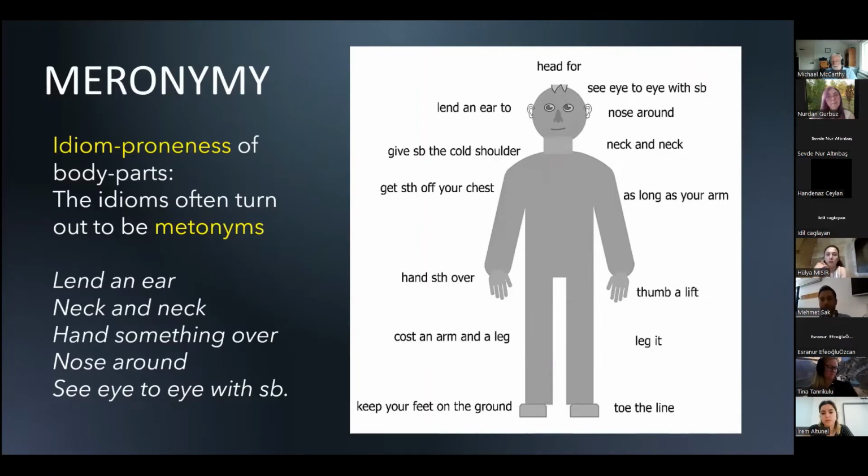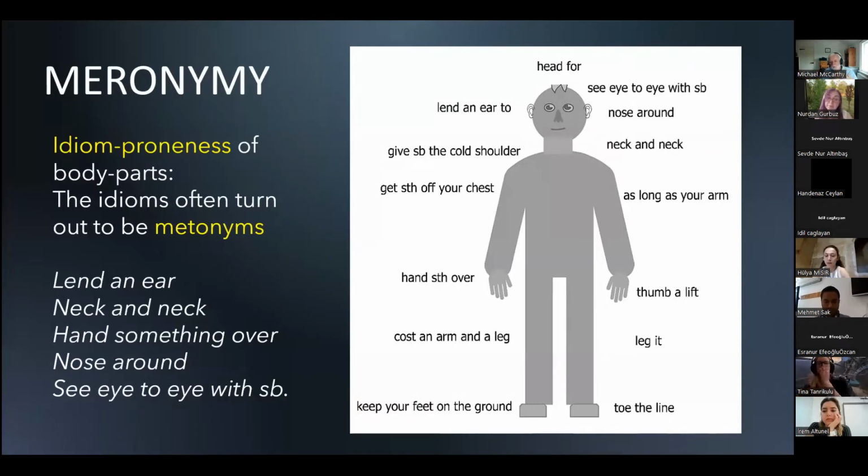If you're in a race and the two of you are exactly the same, you don't say body to body, you just say neck and neck. If I hand over responsibility or hand over the control of this seminar to Nurdan, I don't just use my hand, it's my whole responsibility which transfers to Nurdan.